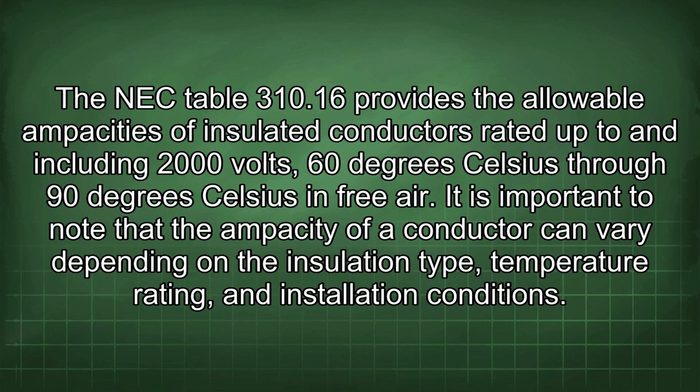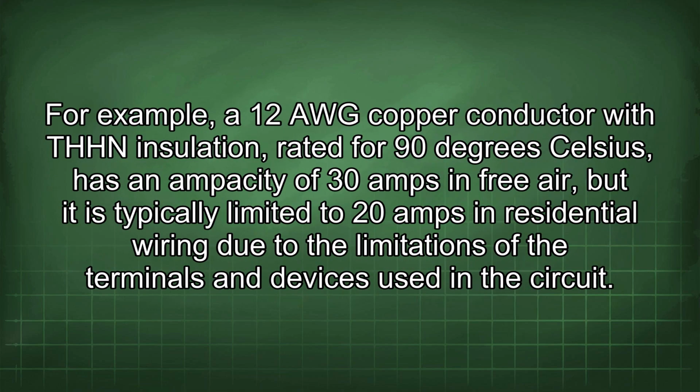The NEC Table 310.16 provides the allowable ampacities of insulated conductors rated up to and including 2000 volts, 60 degrees Celsius through 90 degrees Celsius in free air. It is important to note that the ampacity of a conductor can vary depending on the insulation type, temperature rating, and installation conditions. For example, a 12 AWG copper conductor with THHN insulation, rated for 90 degrees Celsius, has an ampacity of 30 amps in free air, but it is typically limited to 20 amps in residential wiring due to the limitations of the terminals and devices used in the circuit.